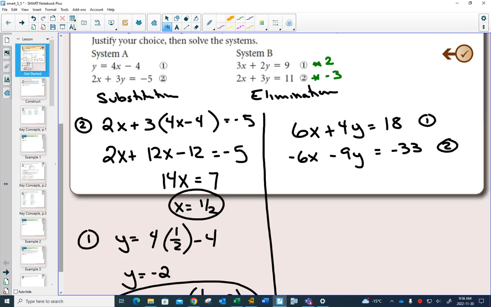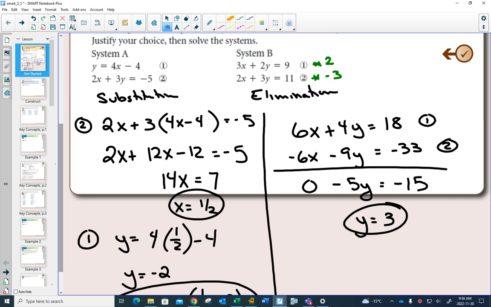What the elimination technique says is if you can get the coefficients the same, but one positive and one negative, you can then add your two equations together, and 6x plus a negative 6x will be 0. 4 plus negative 9 would be negative 5y. 18 plus negative 33 would be negative 15. And then divide both sides by negative 5, and you get your y value.